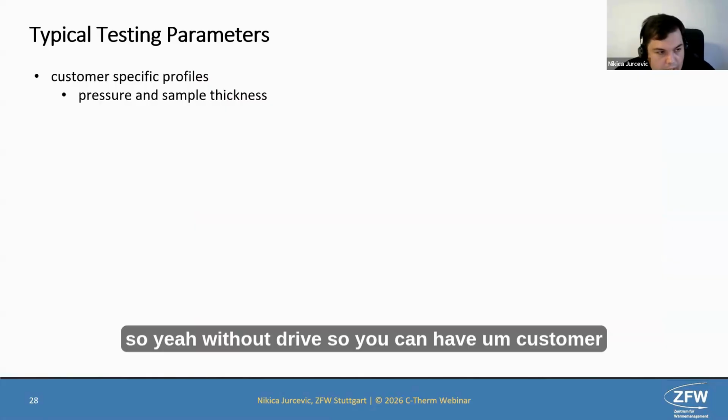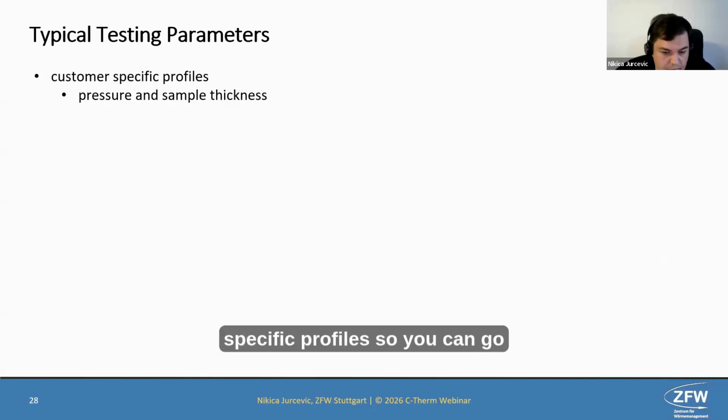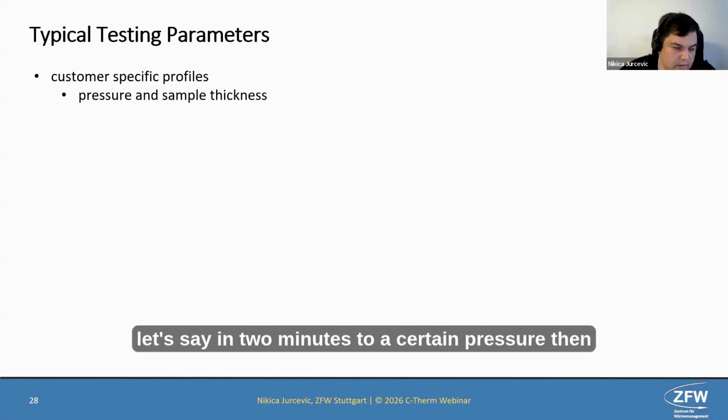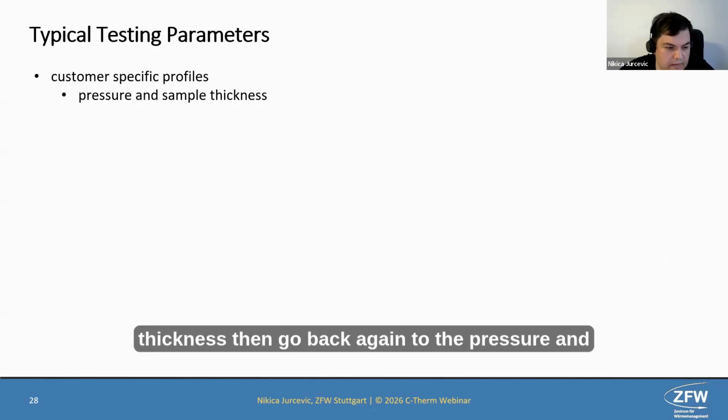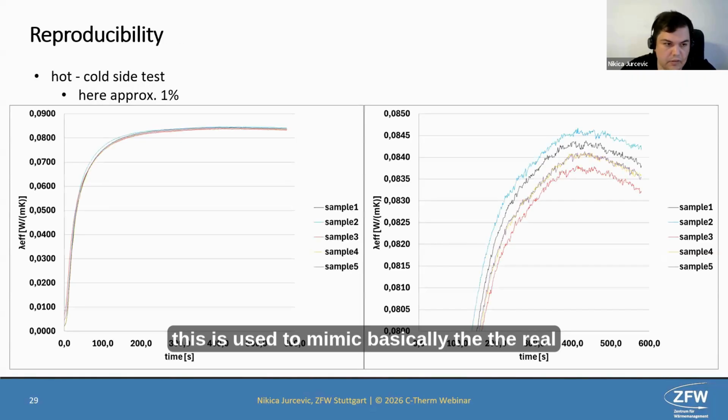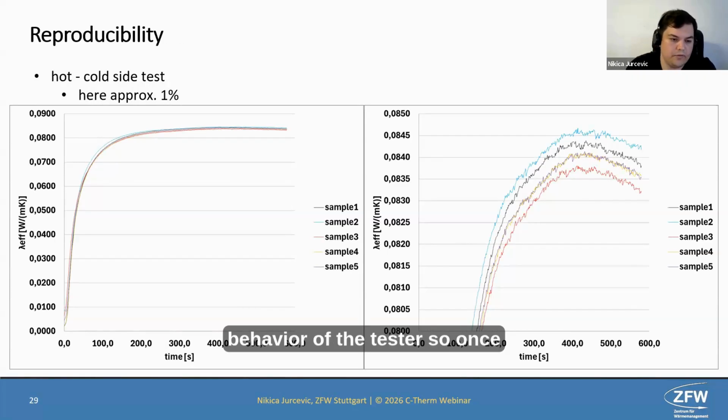Okay, so with our drive, you can have customer specific profiles. So you can go, let's say, in 2 minutes to a certain pressure. Then you can have for 1 minute a sample thickness, then go back again to the pressure. And this is used to mimic basically the real behavior of the tester.